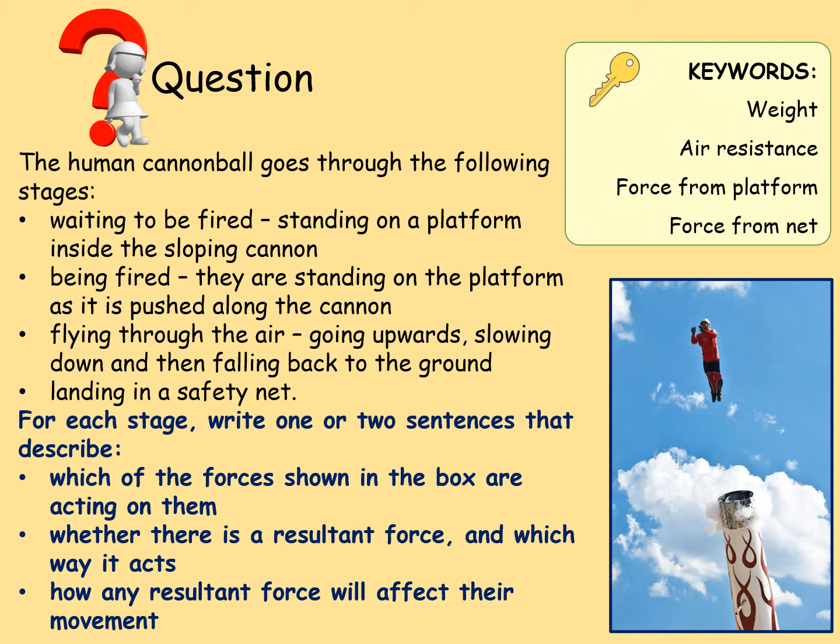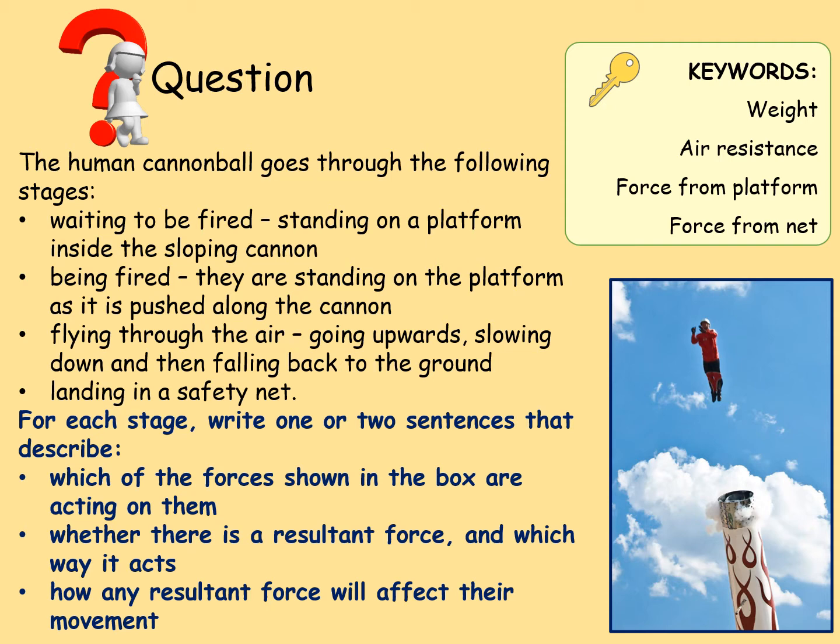And what happens is he's standing on a platform. That platform then is pushed at very high velocity up the cannon with him standing on it. And then he obviously then flies through the air, slows down as he arcs through the air, and then falls back towards the ground and lands in a safety net.